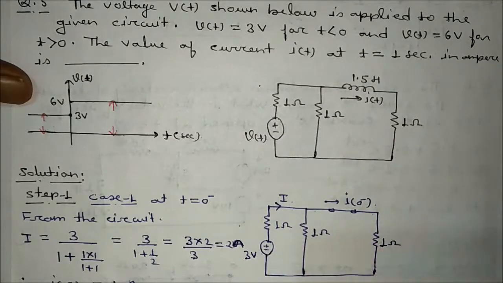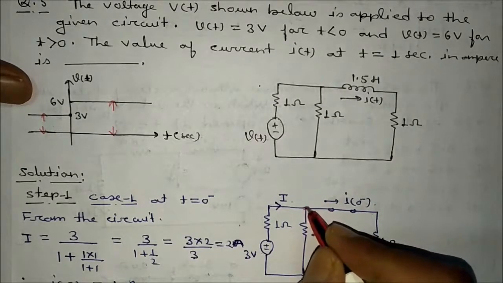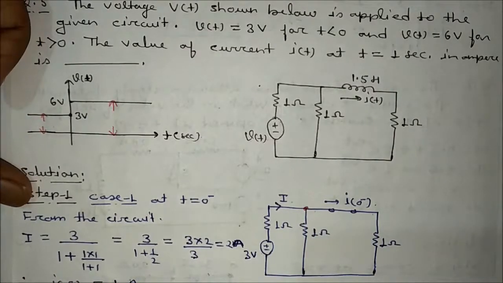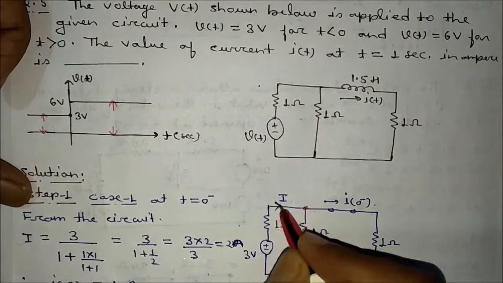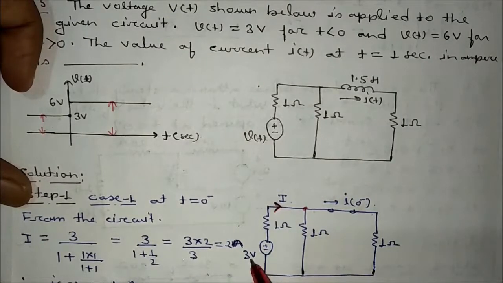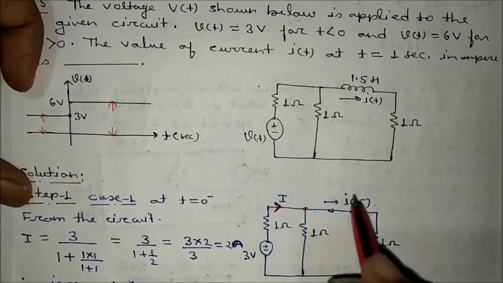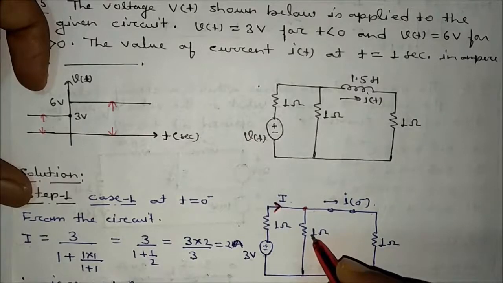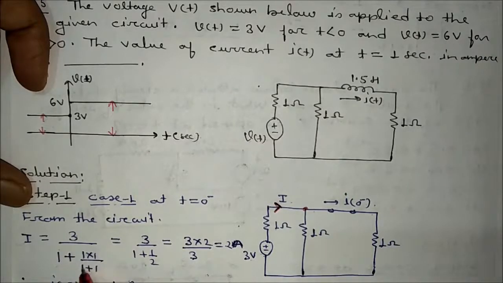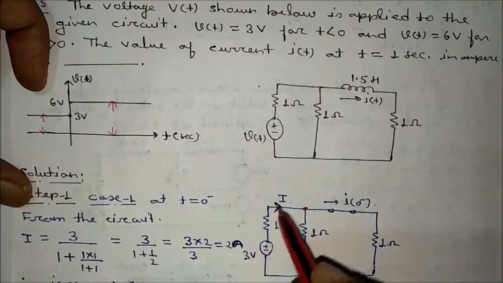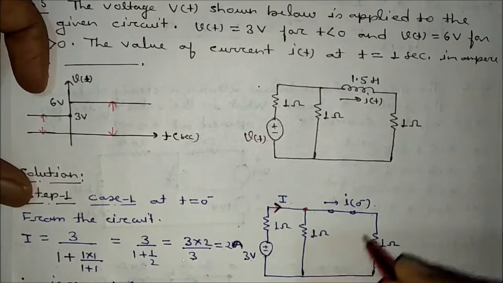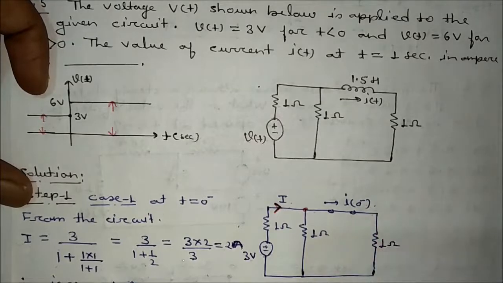What you can do? You can either apply nodal here, or you can get this current I value. For i(0 minus), first you calculate this current I. How much will this current be? 3 volt divided by total resistance. Total resistance will be 1 and 1 in parallel, plus 1. So 3 divided by (1 plus 1 in parallel), 1 plus 1, that is equal to 2 ampere. Now this 2 ampere, since it is the same resistance, equal current will flow. This will be 1 ampere, this will be 1 ampere. So i(0 minus) will be 1 ampere.